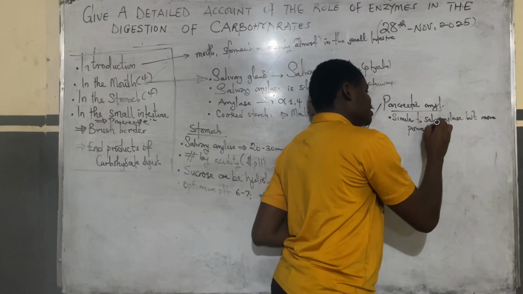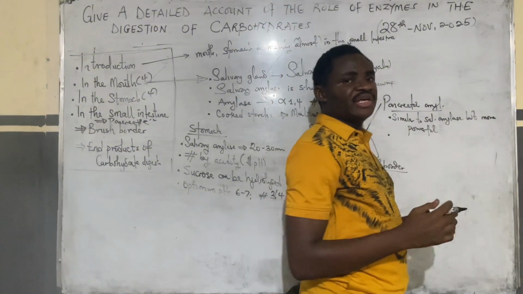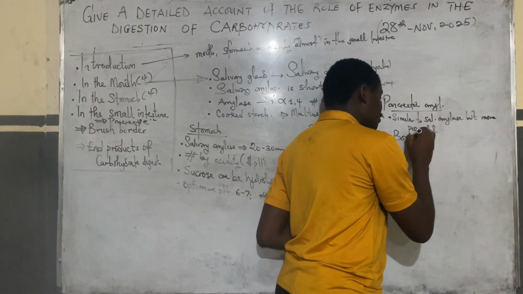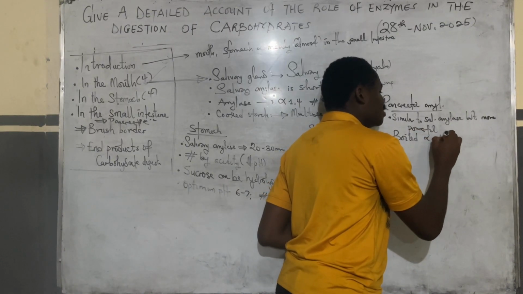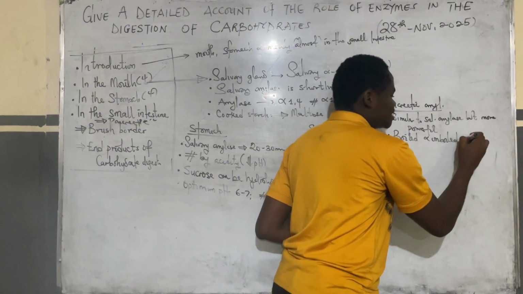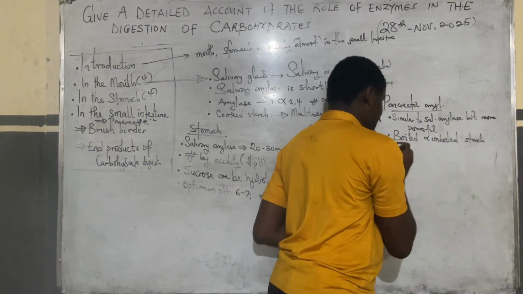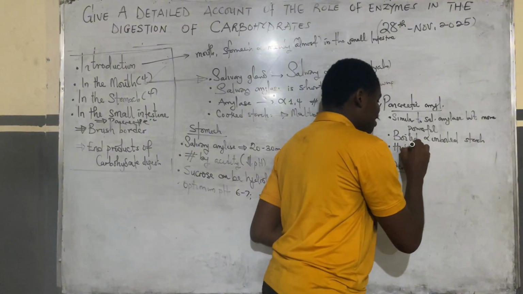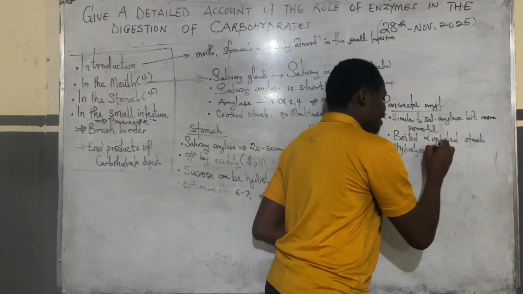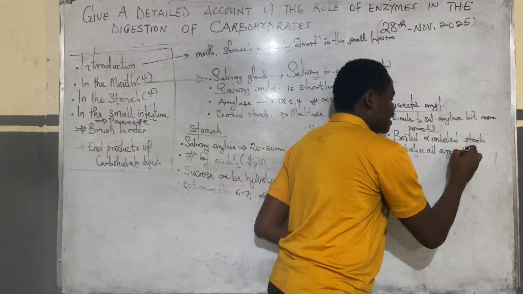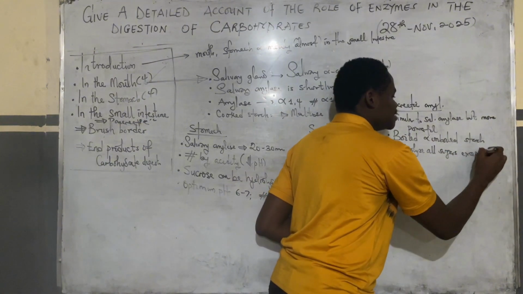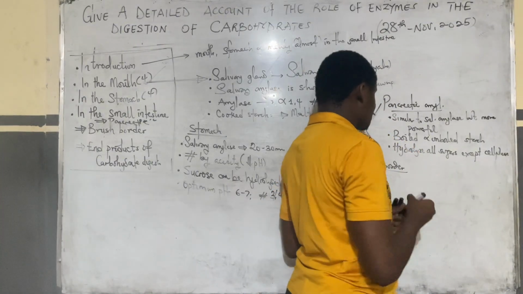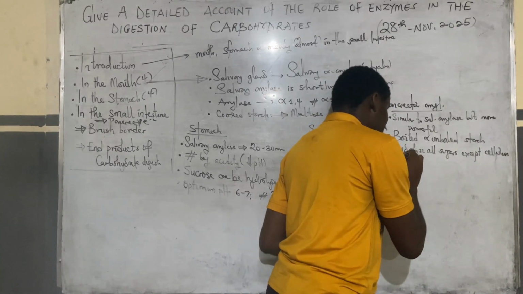Now, by saying that it is more powerful, what we mean is that it is active against boiled and unboiled starch. Its action is active against boiled and unboiled starch. And also, it hydrolyzes all sugars, except cellulose. Okay, pancreatic amylase also works best in an alkaline medium.